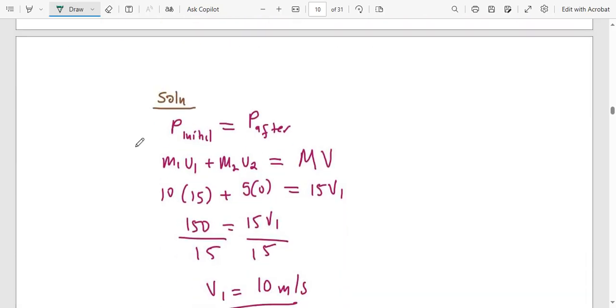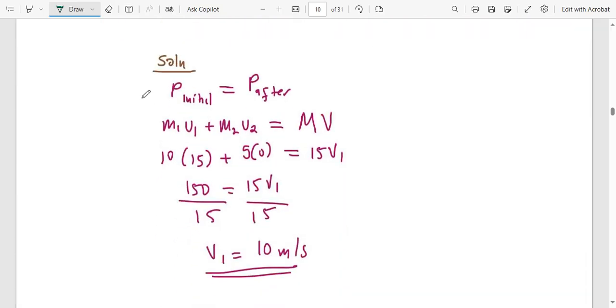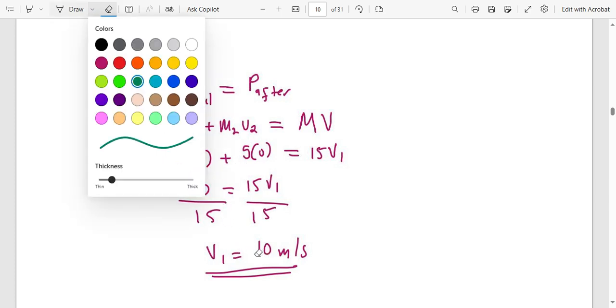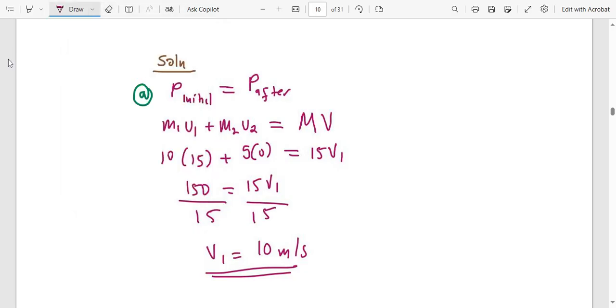So for the first one, which is A, we've been doing this a lot, isn't it? Initial momentum should be equal to final momentum. Initial momentum is m1u1 plus m2u2. That should be equal to m times v. The mass is 10, initially moving at 15. The other one was not moving, so we multiply by 0. That should be equal to their combined mass, 5 plus 10, which gives us 15. And so they'll be together moving at a velocity of 10 meters per second.